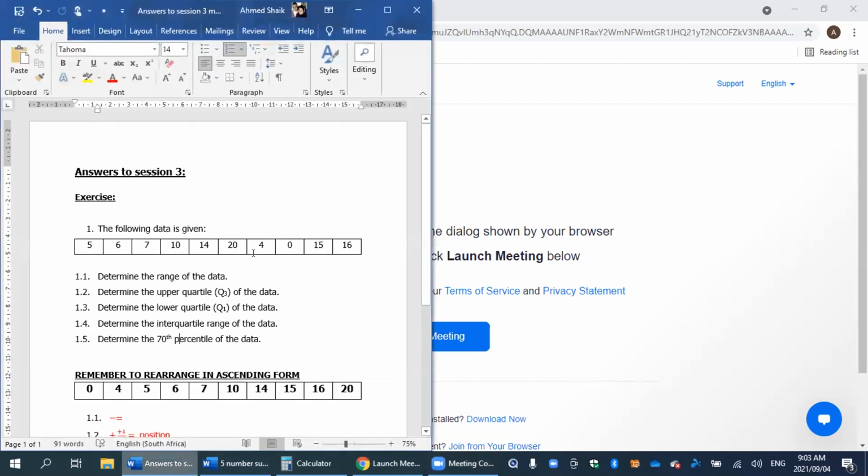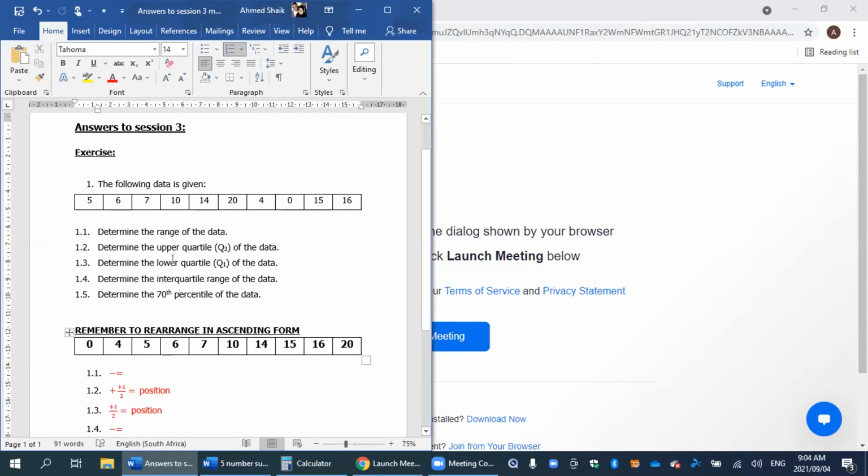Okay, so I'm going to pull up last week's questions, and this was the exercise that was given to you guys. It says the following data is given. So we've got 10 values. Remember, before we find any measures of central tendency or measures of dispersion, it's essential that we rearrange our data in ascending form, meaning from lowest to highest. I've done that already, and this is what your data set should look like.